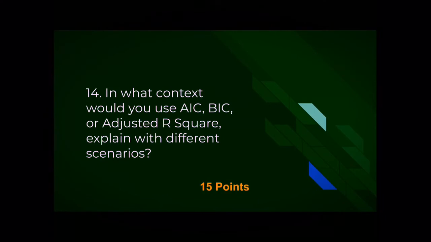In what context would you use AIC, BIC, or adjusted R-square? These are all error metrics, and you can explain with different scenarios. If you know the answer, give yourself 15 points.